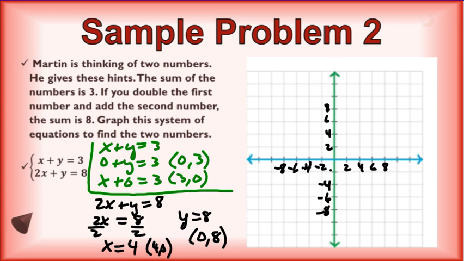Let's plot our points now. 0, 3 would be here. 3, 0 would be here. So I draw my line. And then the other one, we got 4, 0. And we have 0, 8. And draw our line here.